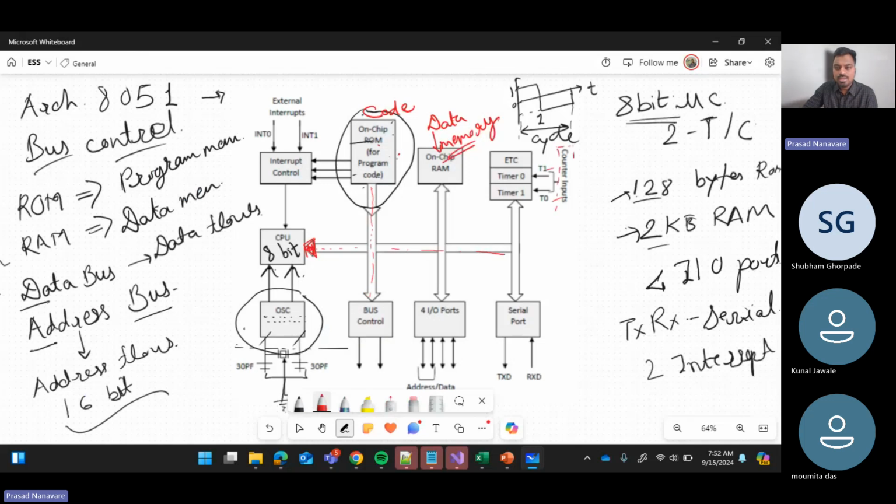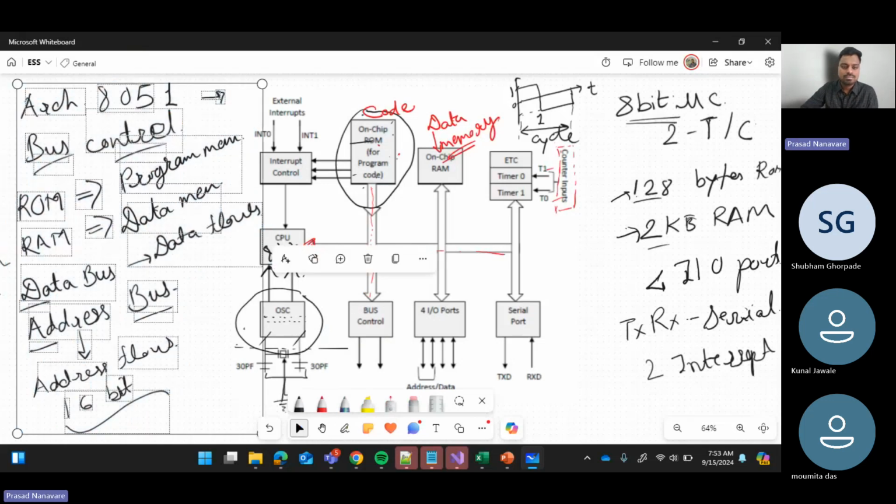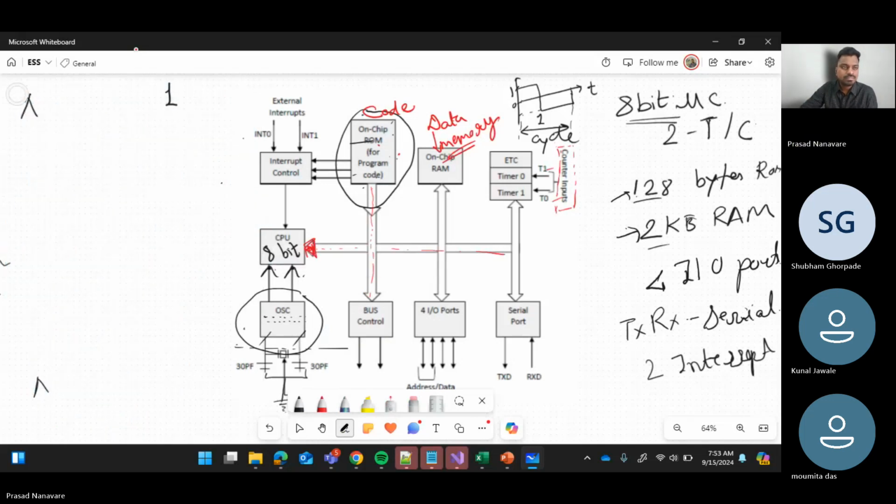Now, what do I mean by counter and what do I mean by timer? Any guesses, guys? Wild guess? Anything? Timer and counter difference? Anyone? Any wild guess? Okay, no issues.